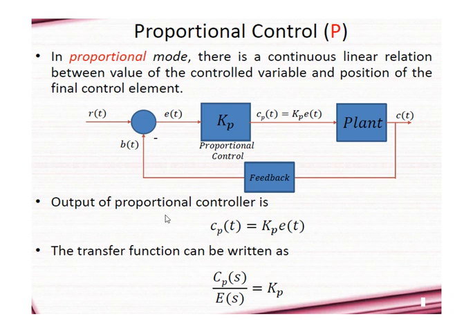If you see the output of the controller, Cp(t) is equal to Kp into e(t), that we have discussed earlier. Now if you take the transfer function, in the S domain, Kp can be given as Cp(s) divided by E(s), because e(t) will go to the denominator side. If you convert this time domain into the S domain, it will be Cp(s) divided by E(s) is equal to Kp. So this is all about the proportional controller.